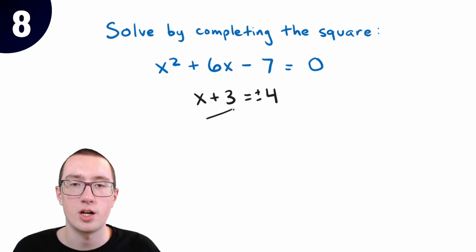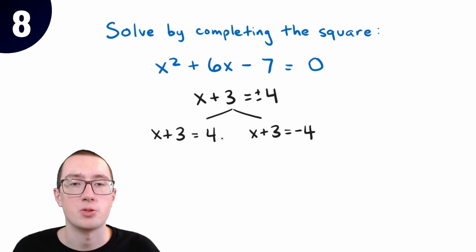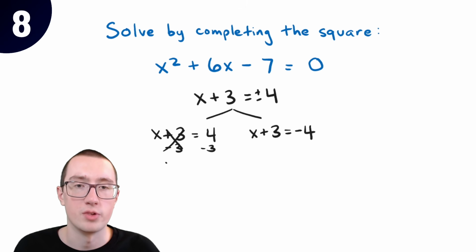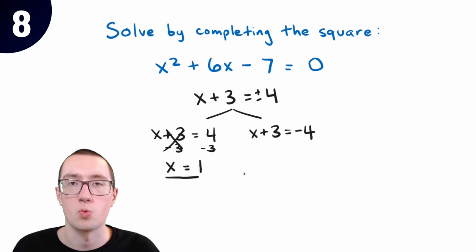So I'm going to split this up into x plus 3 is equal to positive 4, and x plus 3 is equal to negative 4. And we'll go ahead and solve both of these. So on the left, we have x plus 3 equals 4. I'm going to get rid of the plus 3 by doing minus 3 on both sides. And this is going to leave us with x is equal to 4 minus 3, which is 1. So on this left side, x is equal to 1.